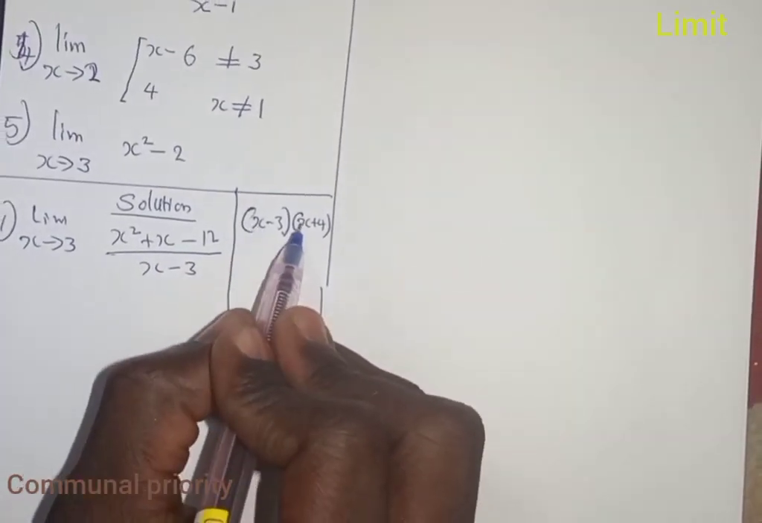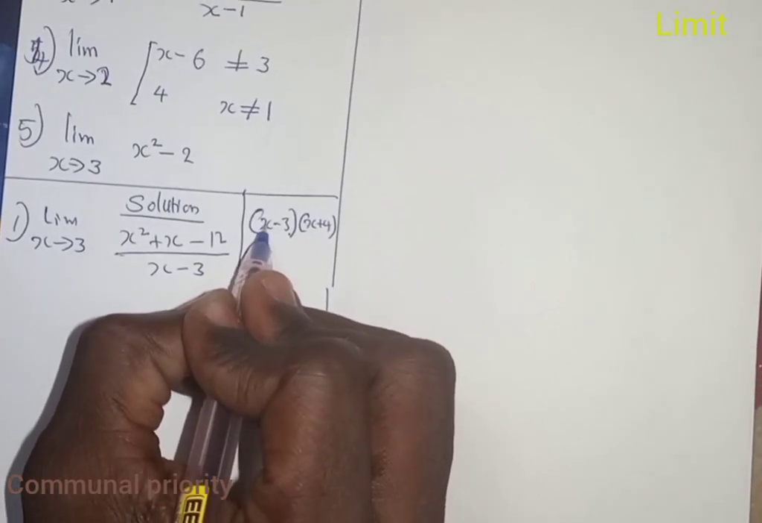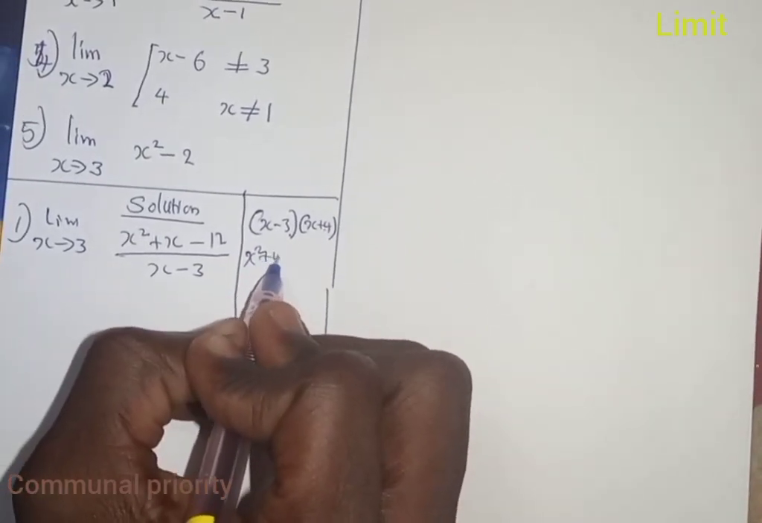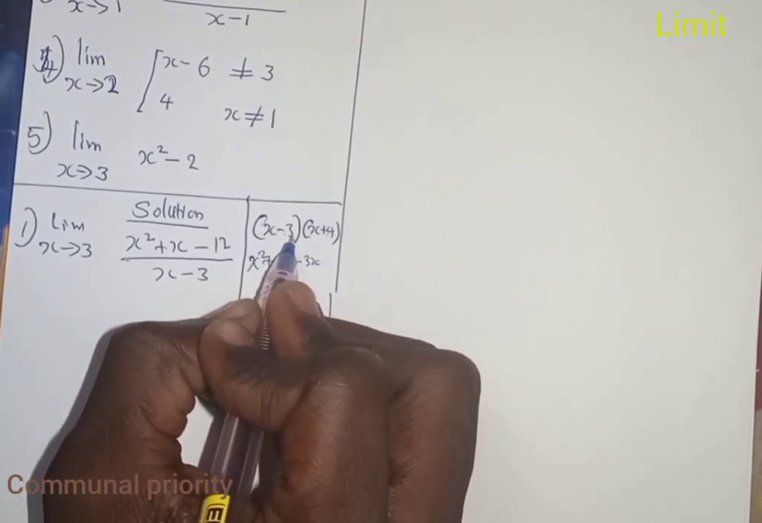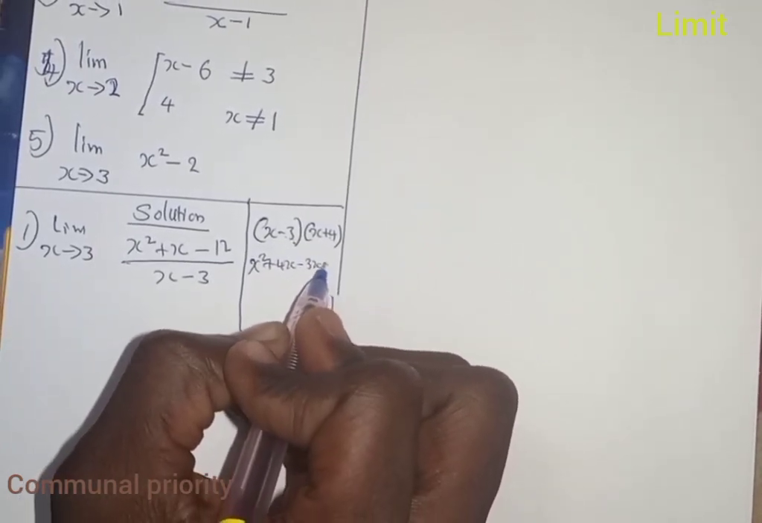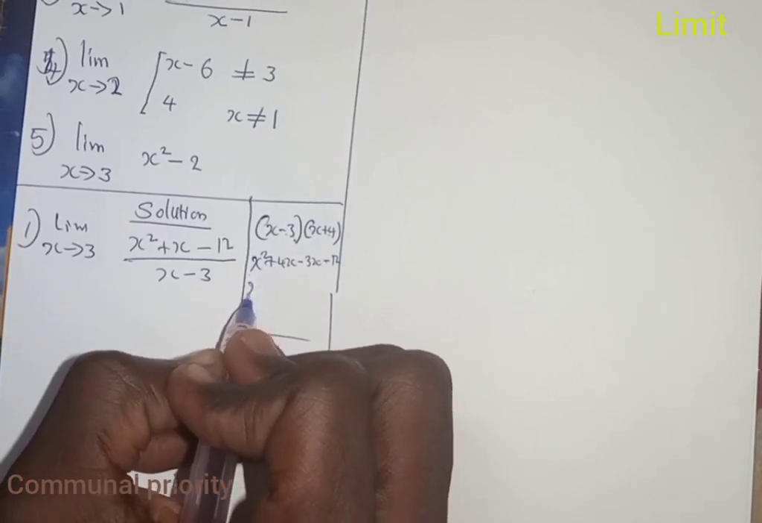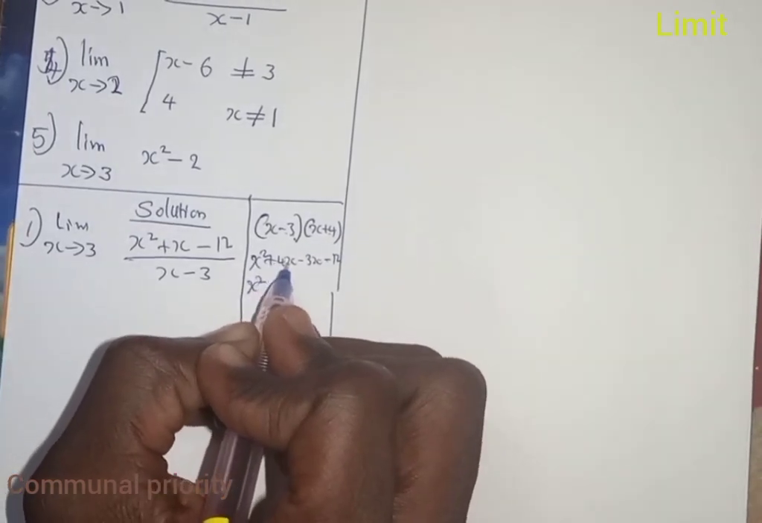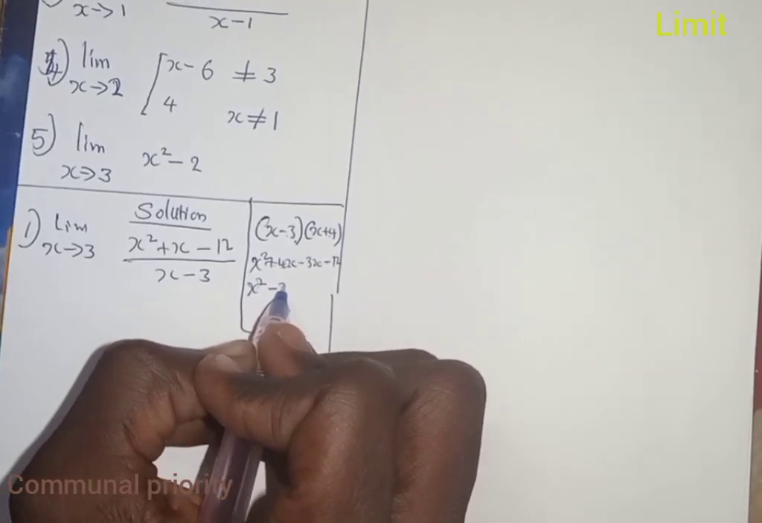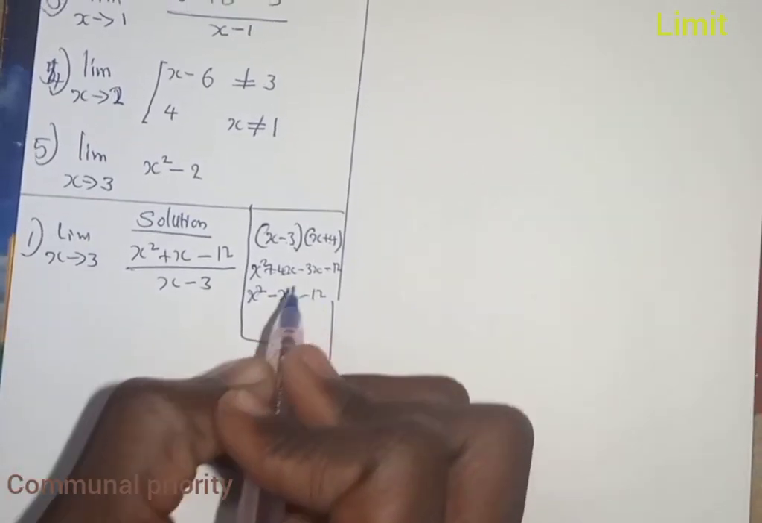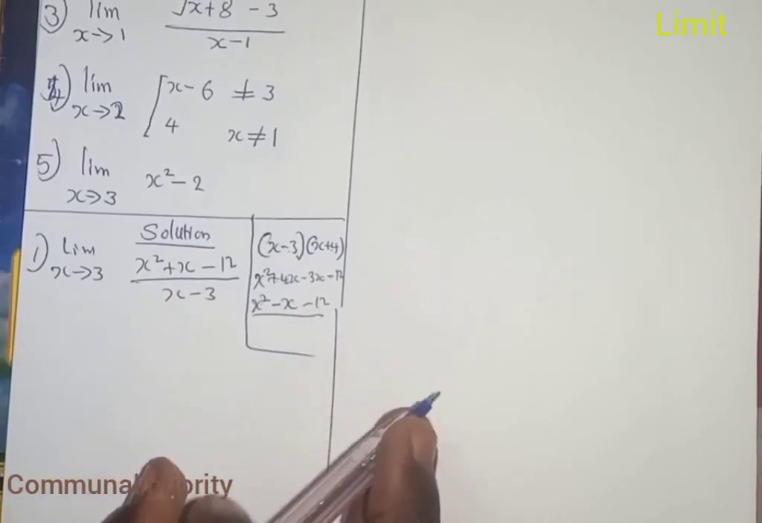For example, x times x will give you x squared. Again, x times 4 will give you plus 4x. Minus 3 times x will give you minus 3x. Minus 3 multiplied by plus 4 will give you minus 12. Then x squared plus 4x minus 3x will give you x, and put your minus 12. So we have the same expression as we have in the numerator.